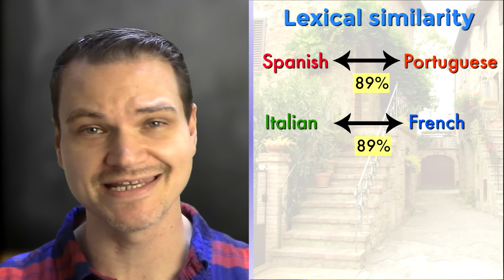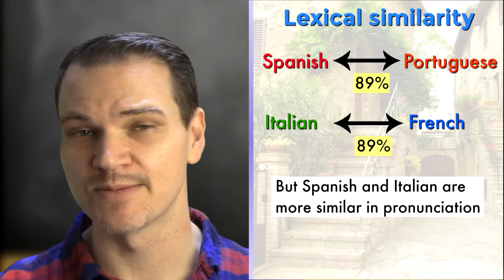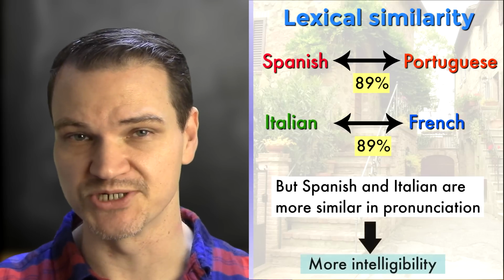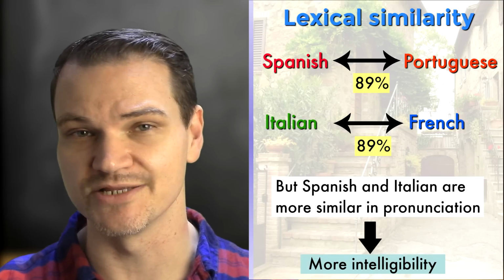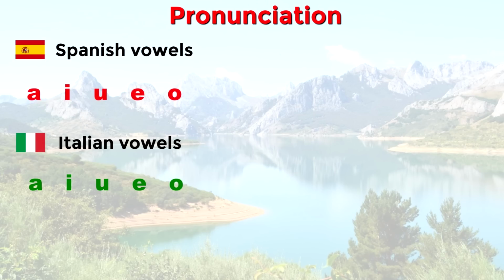In either case, it's 89% lexical similarity. But Spanish and Italian are more similar in pronunciation than those other pairs of languages, which can sometimes lead to more intelligibility. Pronunciation. Spanish has 5 vowel sounds: a, i, u, e, o. Italian also has these 5 vowel sounds plus 2 additional ones.